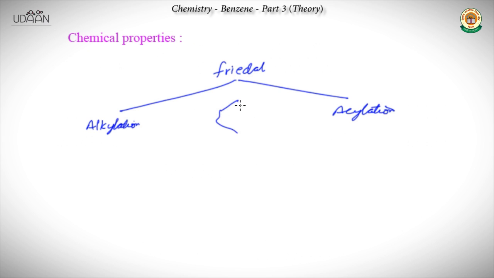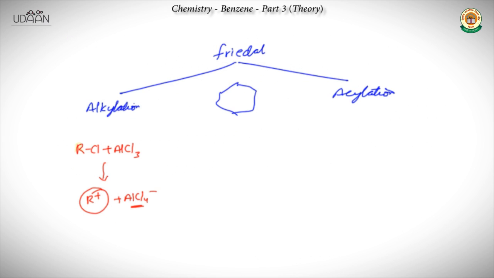In both of these, first we start with benzene, and you add, for alkylation, any RX, say RCl, in the presence of AlCl3. Now you will get a carbocation plus AlCl4 minus. Remember, here the electrophile is a carbocation, and since you are getting a carbocation, it can be rearranged. That is, it can undergo rearrangement. We have dealt with these in detail in the solved examples. You can have a look at them.